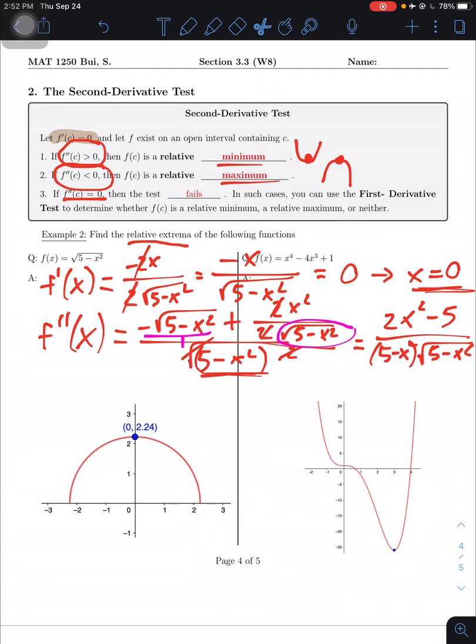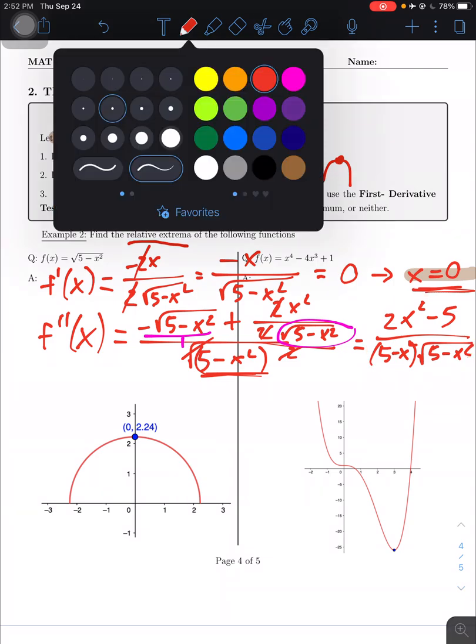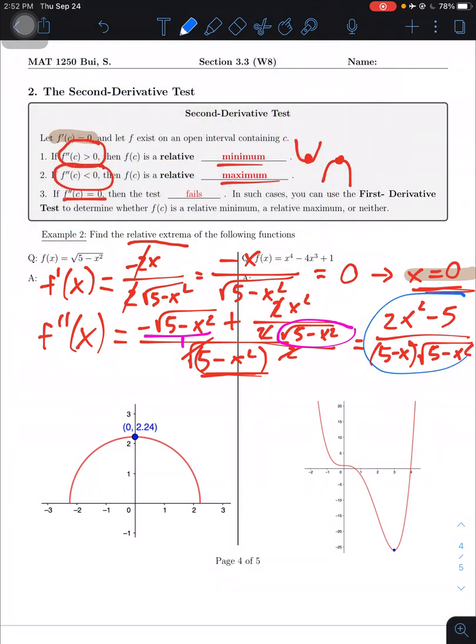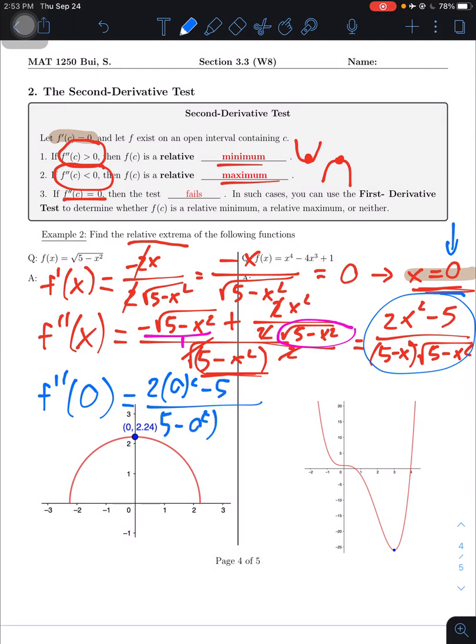All right, so what do we do with it? Well, because we have f double prime in here already, we're going to go ahead and plug this value of x into this formula of f double prime. And let me put in another color, blue. Okay, so if you were to plug that in, you're going to get something like f double prime of 0, because we're talking about this value of 0 in here, where you're going to get 2 times 0 squared minus 5, and on the bottom we should get square root of 5 minus 0 squared. And if you put all that into the calculator, what do you get?